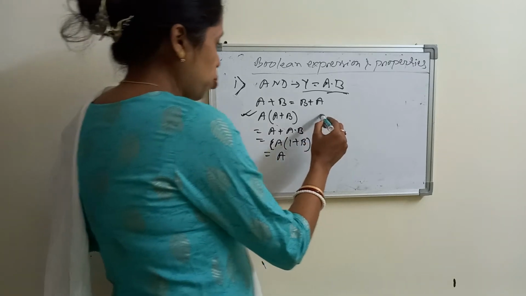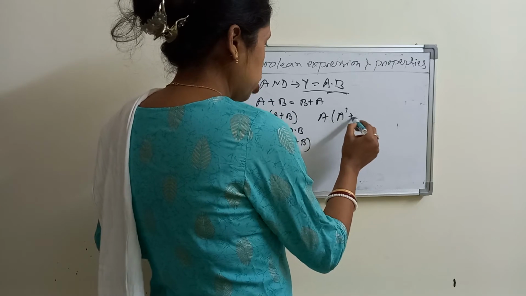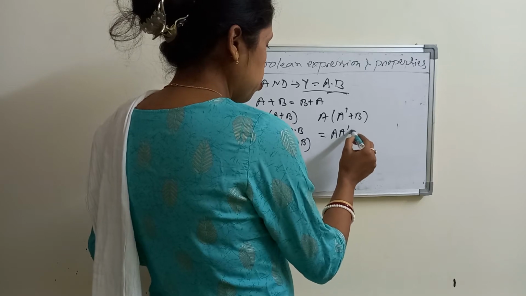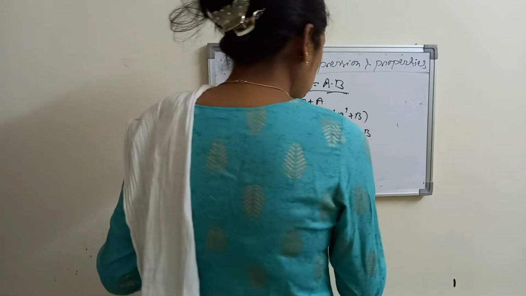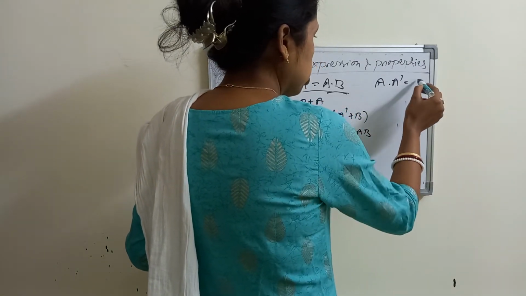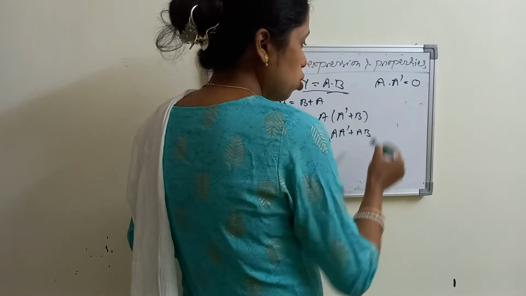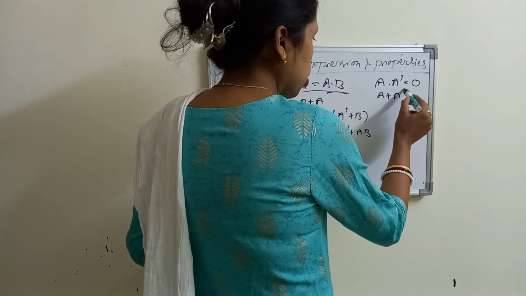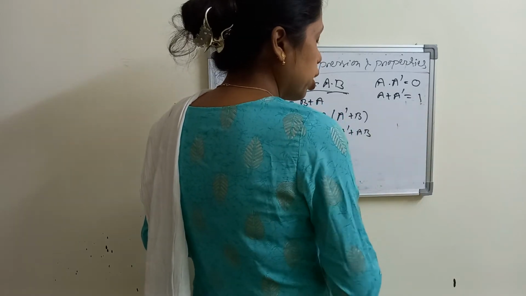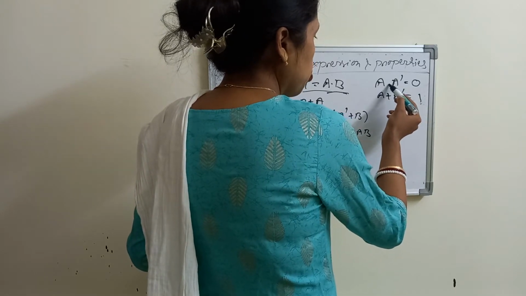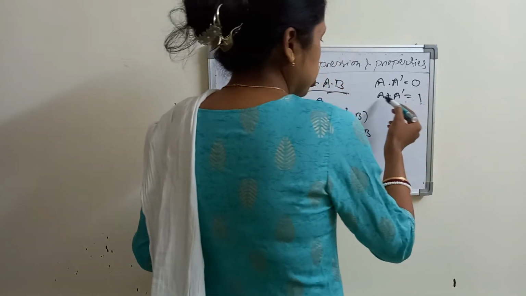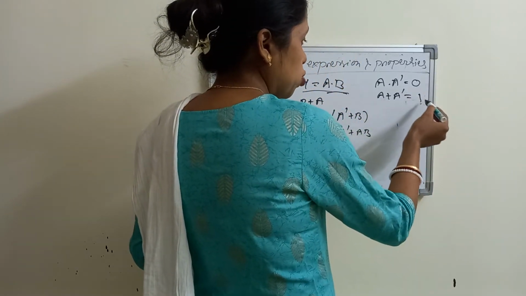Another property, suppose A prime, A, B. So this property is there. A dot A prime will be 0. A plus A prime, this I forgot to tell, that is equal to 1. If you multiply a number with its complement, you will get 0. And if you add the same number with its complement, you will get 1.